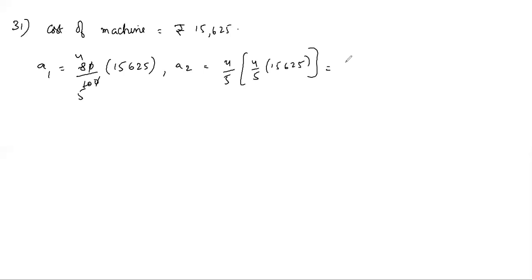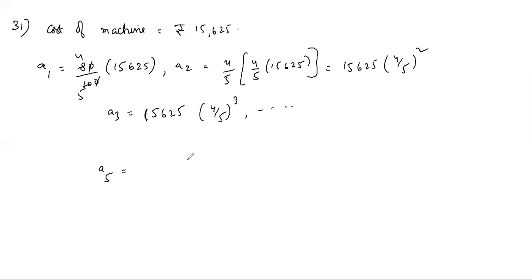So like this, if you find, 15,625 into 4 by 5 whole square. So like this, A3 will be 15,625 into 4 by 5 whole cube and so on. So after 5 years, you have to find A5, which equals 15,625 into 4 by 5 whole power 5. So it equals 15,625 into 4 power 5.